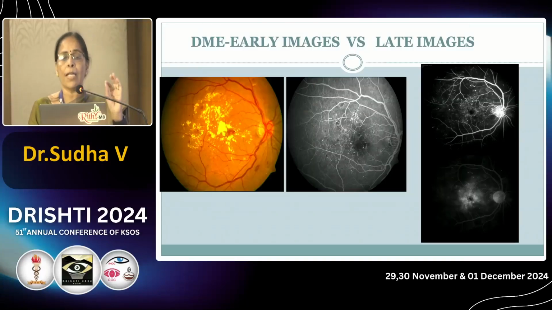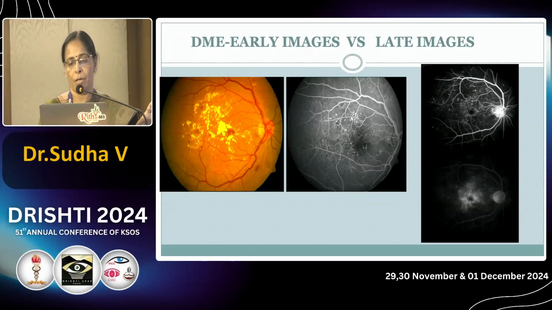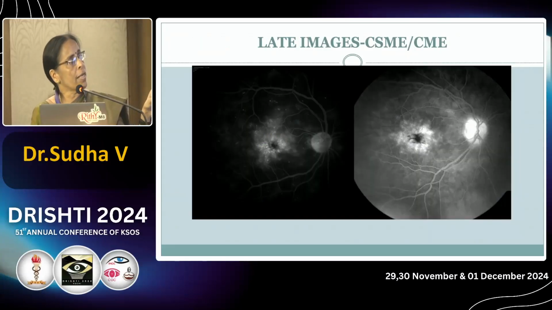About DME, we need the early picture for treatment. So you see in this color photo, you cannot identify any microaneurysm. Where are you going to treat? So you need an early picture, because the late picture will not show you any microaneurysms. So this also, the late picture is important.